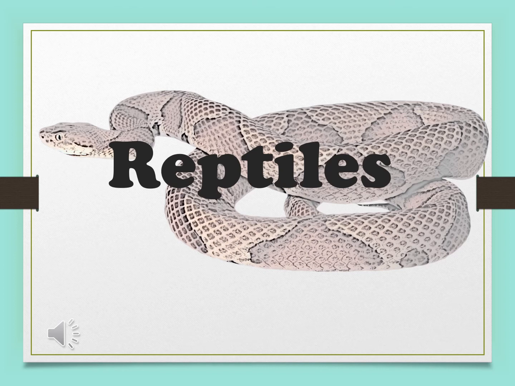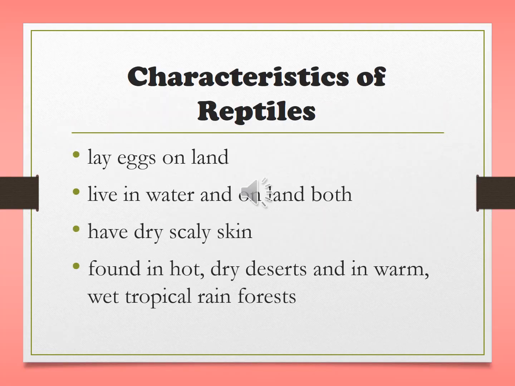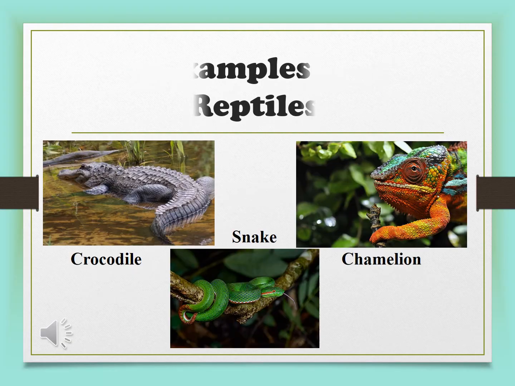Reptiles. Do you know what reptiles are? Stay with me and find out. Reptiles are animals who lay eggs on land. They live in water and on land both. They have dry, scaly skin. They are found in hot, dry deserts and in warm, wet tropical rainforests. Let's look at the examples of reptiles. Crocodile, snake, chameleon.